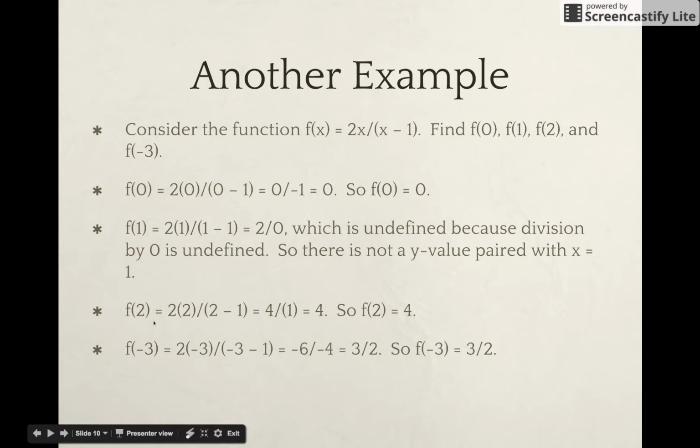F of 2, we let x be 2 and simplify, and we get 4. So f of 2 is 4. F of negative 3, we let x be negative 3 and simplify, and we get positive 3/2.